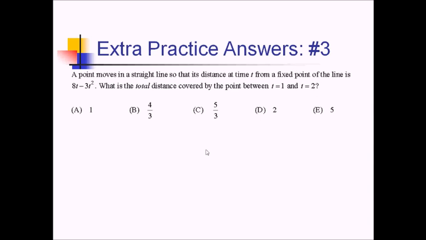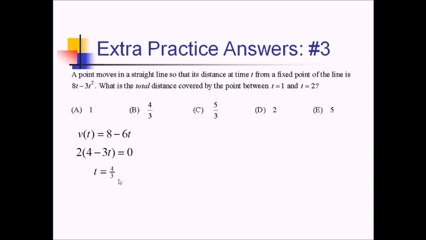To figure that out, we need the velocity. So that's going to be 8 minus 6t. And now I need to set this equal to 0 and solve it to see if there are any critical values, possible turnaround points, on the interval from 1 to 2. So setting this equal to 0, I can factor out a 2 just to make my life a little easier. So that's 4 minus 3t equals 0. And then subtract 4, divide by negative 3. That's a critical value of 4/3.